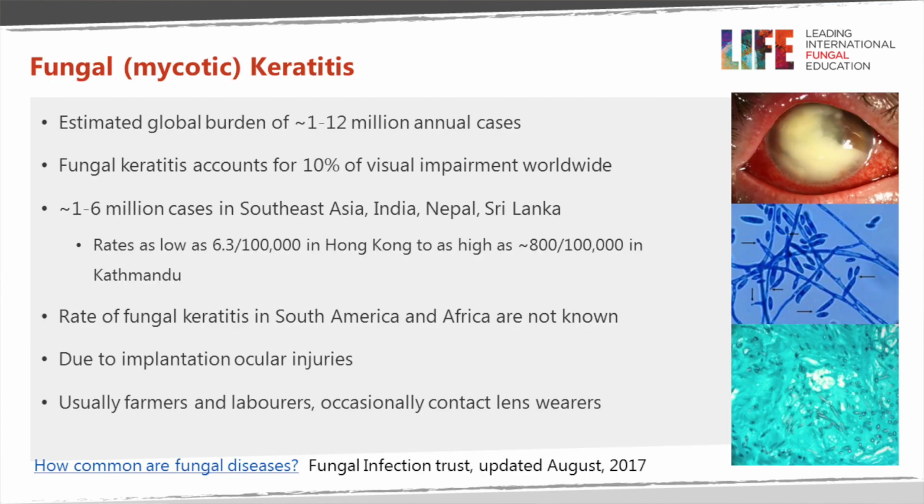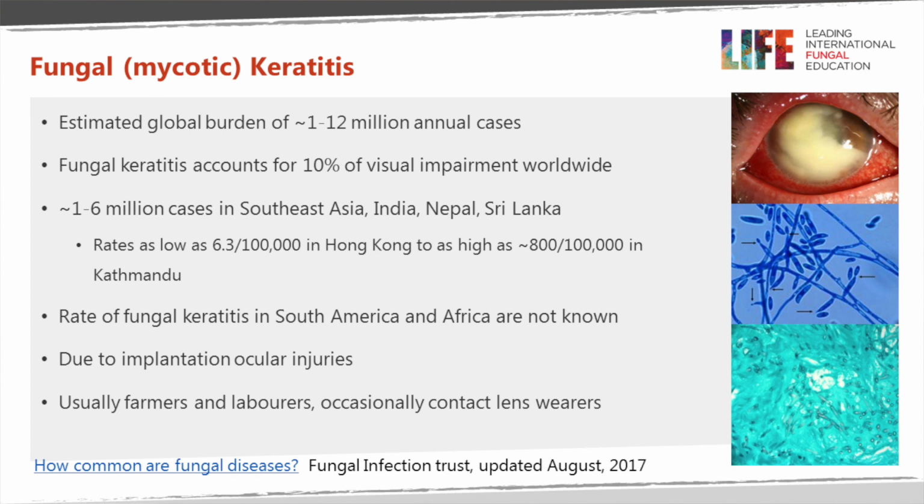So fungal keratitis, the estimates for this are not as good as we would like, because there are not many countries where it's absolutely clear what the numbers of cases are. It overall probably accounts for about 10% of visual impairment worldwide, but it's usually unilateral, not bilateral. It's rare to get bilateral cases, but when patients have bad vision in one eye and then have keratitis in the other, they can be blind or nearly blind.